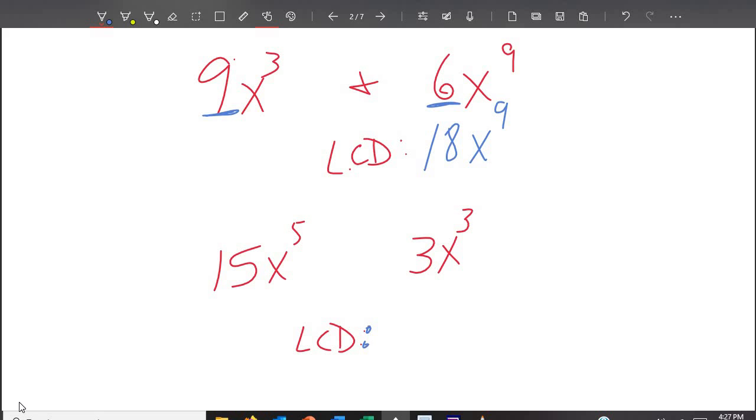Look at the second one. I've got a 15 and a 3. So we're going to look to see if we can find a common multiple between 3 and 15. Here's what I recommend. Take the smallest one and see if you can divide it into the bigger one. We can divide 15 by 3. So because 3 goes into 15, 15 is the common multiple. Now, since they both have x's, my LCD will include an x and the largest exponent.